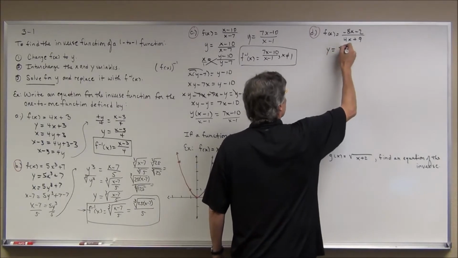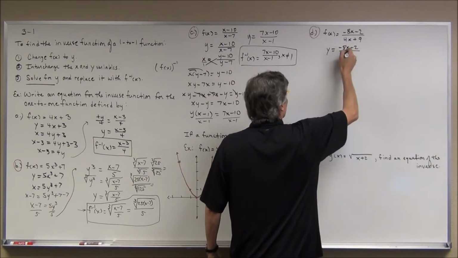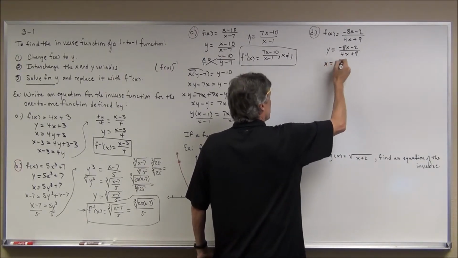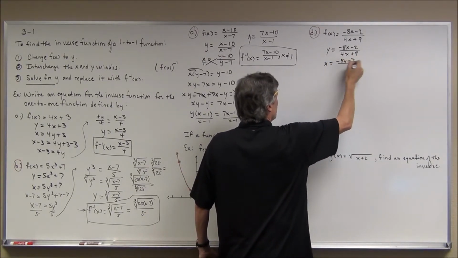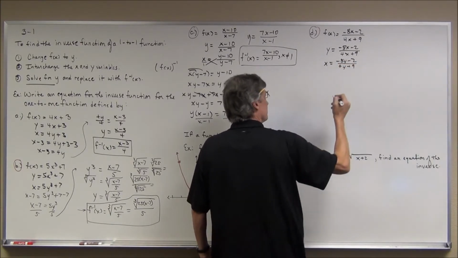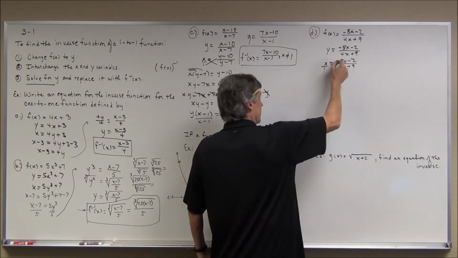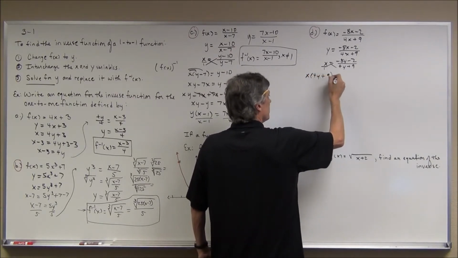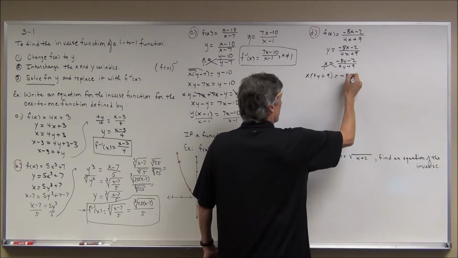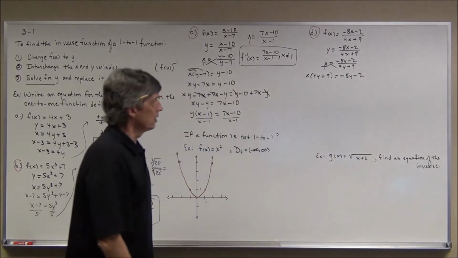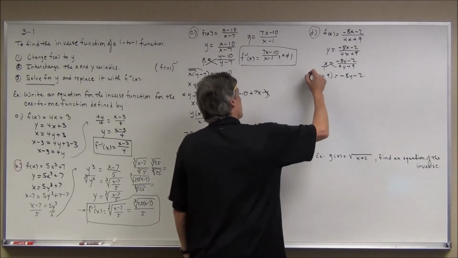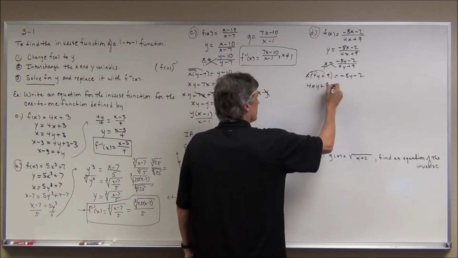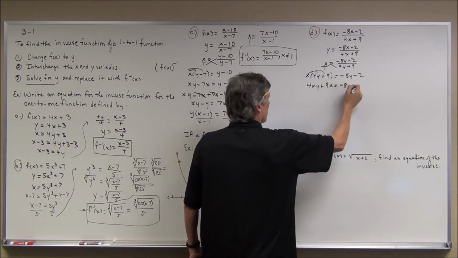Right, this is y equals negative 8x minus 2 all over 4x plus 9. I'm going to interchange the variables. I'm going to write x is equal to negative 8y minus 2 all over 4y plus 9. Put it over 1 here, just like I did with the other example. I'm going to get x times the quantity 4y plus 9 is equal to 1 times negative 8y minus 2, which of course is negative 8y minus 2. I'm going to distribute. I have 4xy plus 9x is equal to negative 8y minus 2.